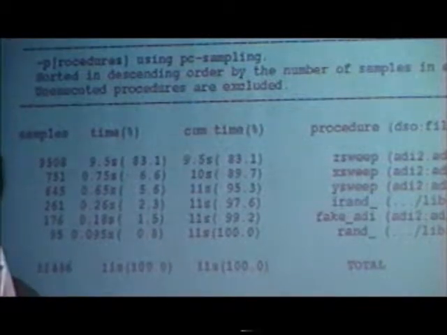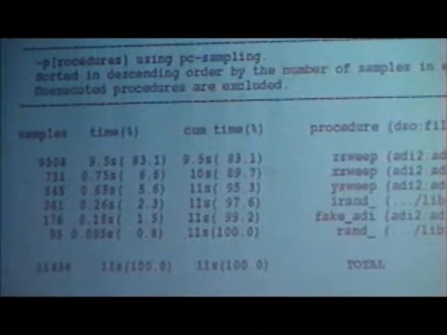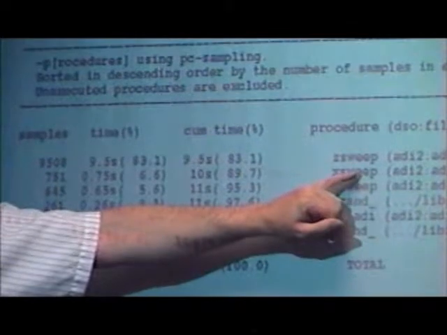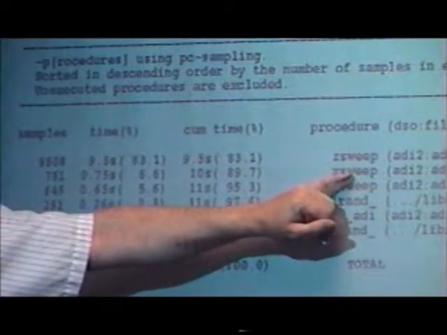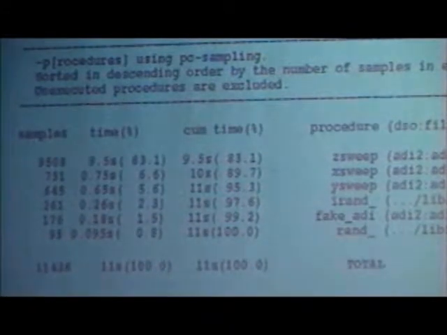Okay. Now the next thing I need to do is look at perfex to figure out what's my hardware events. And if I had my way, I would get perfex's data just for zsweep. But you have to rewrite your program to do that. And I don't want to do that. I can't. So I'm going to run under perfex and collect that same sort of data.